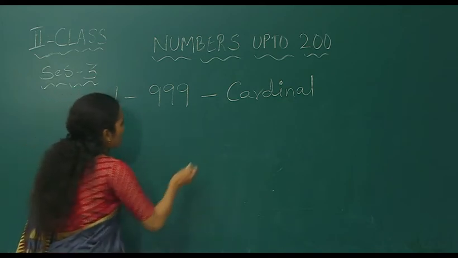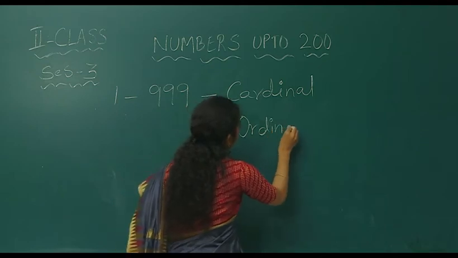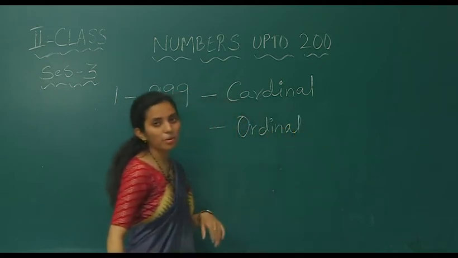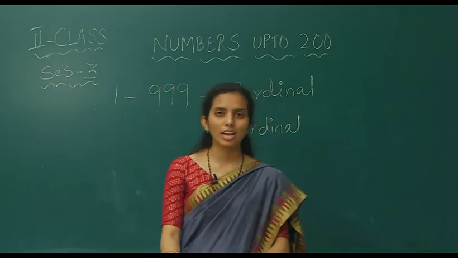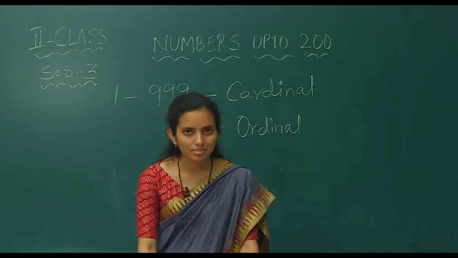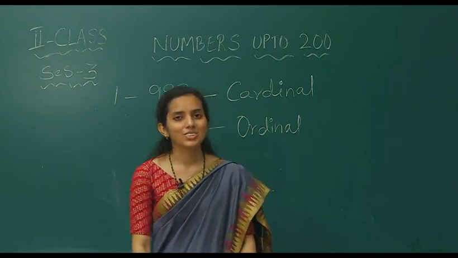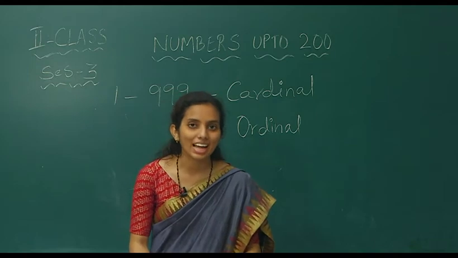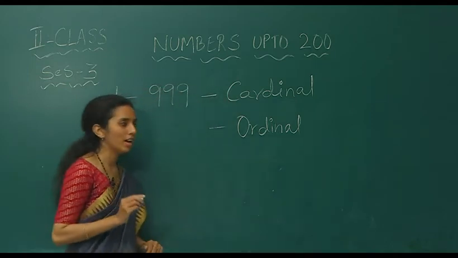If these are called cardinal numbers, then there is one more type of number, which is called ordinal numbers. If anybody asks you which class you are in, what do you say? You don't say, I am 2 class. You say, I am in 2nd class. So, that second is an ordinal number.